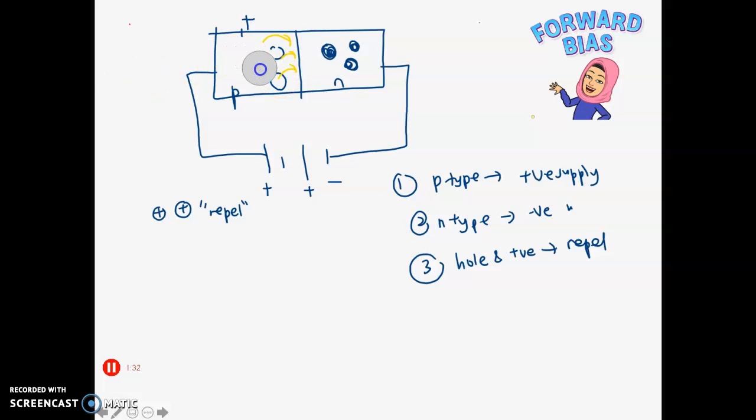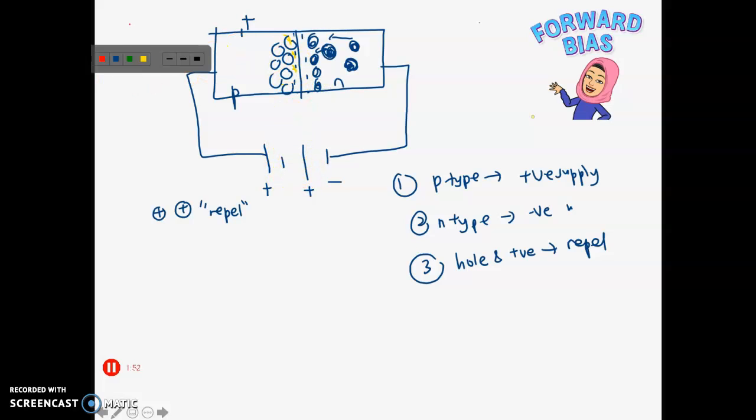So let's try to redraw. Your hole here will start to move towards here. Okay. You have a small depletion here. For your N-type, this is negatively charged. Instead of staying here, it will start to move here. So you will have a lot of electrons at the junction.